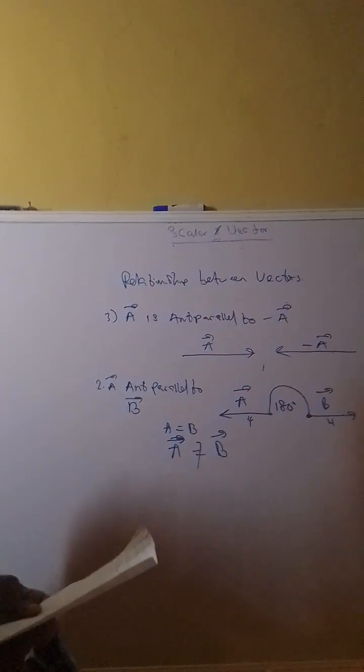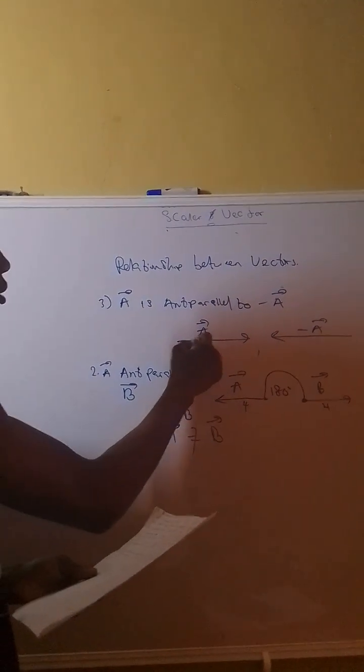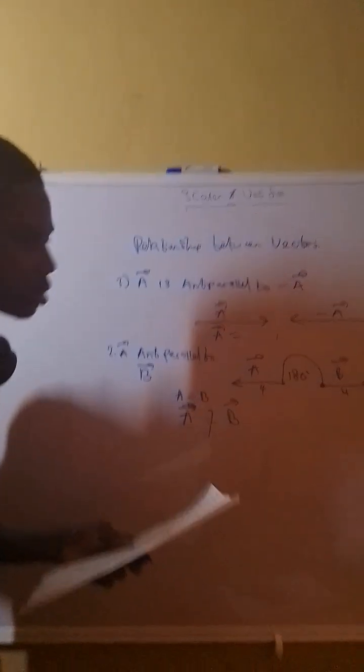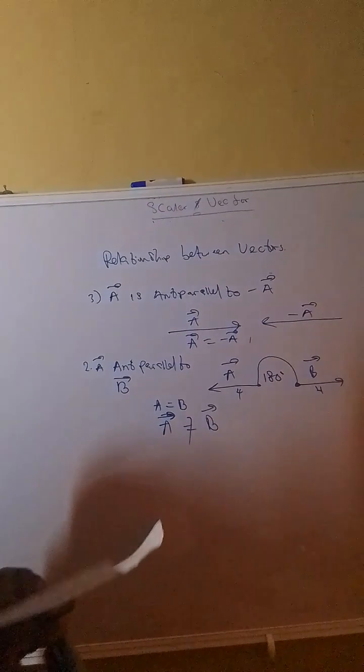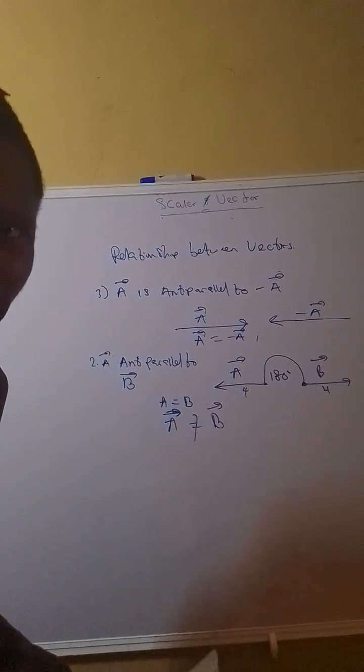First and foremost again, your vector A here can't be equal to what? Your negative vector A. Should I tell you why? They have different directions.